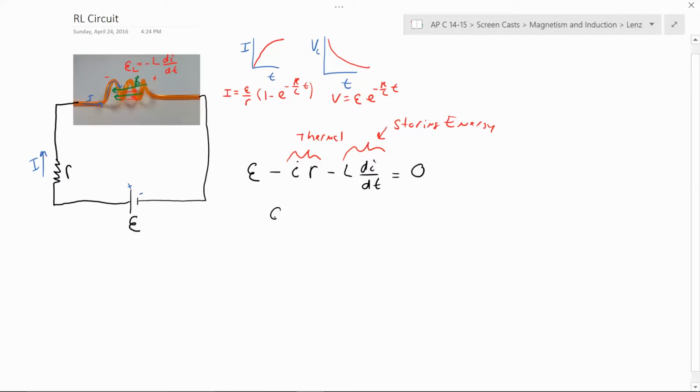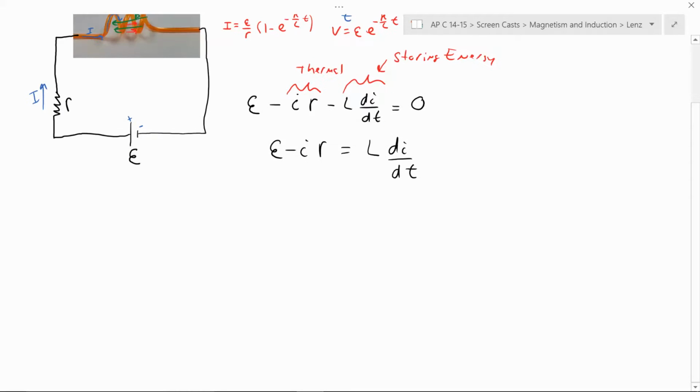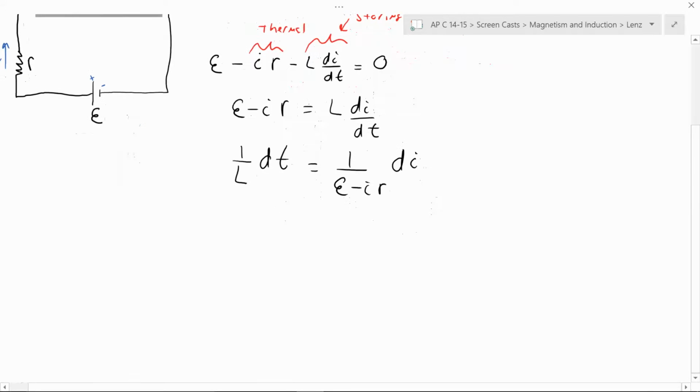So first thing I'm going to do is, all right, E minus IR on this side is going to equal L dI/dt. And we're going to try to get into a situation where we can separate variables. So I'm going to bring the L over here. So that's 1 over L dt equals 1 over E minus IR dI. And you can see on the left when we integrate, that's going to be pretty simple.